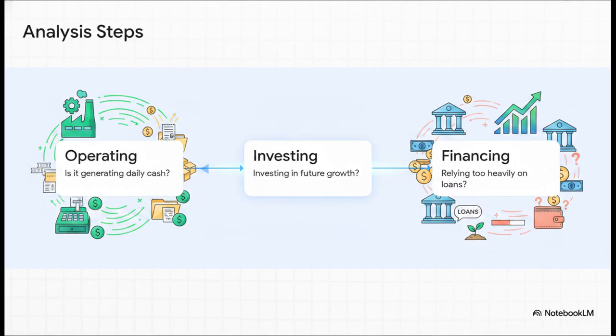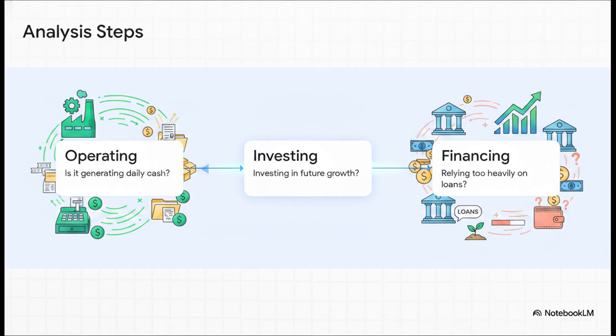To wrap up today's explainer, I want to leave you with a highly practical, real-world toolkit. Whenever you're handed a cash flow statement in the future, just follow these 3 easy steps. Step 1. Look at operating cash flow first. Ask yourself, is the business generating cash from its daily operations? If this is consistently strong, it's usually a very positive sign. Step 2. Check investing activities. Are they actively spending cash to invest in future growth?